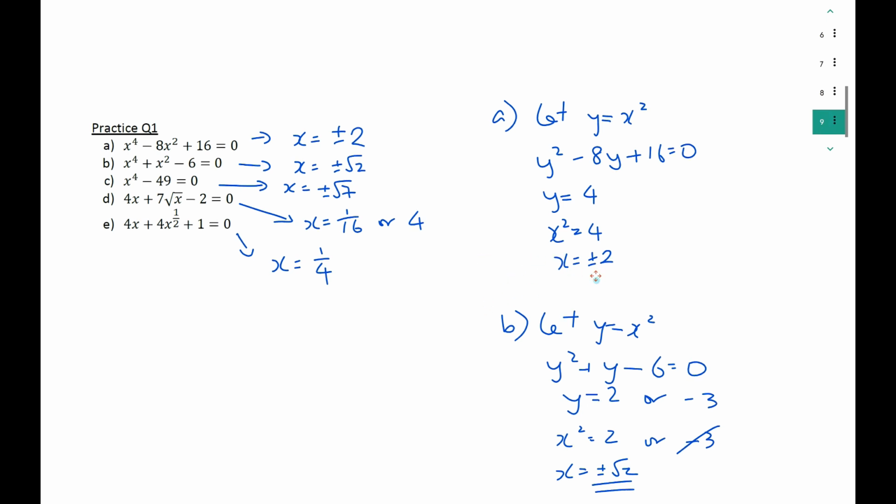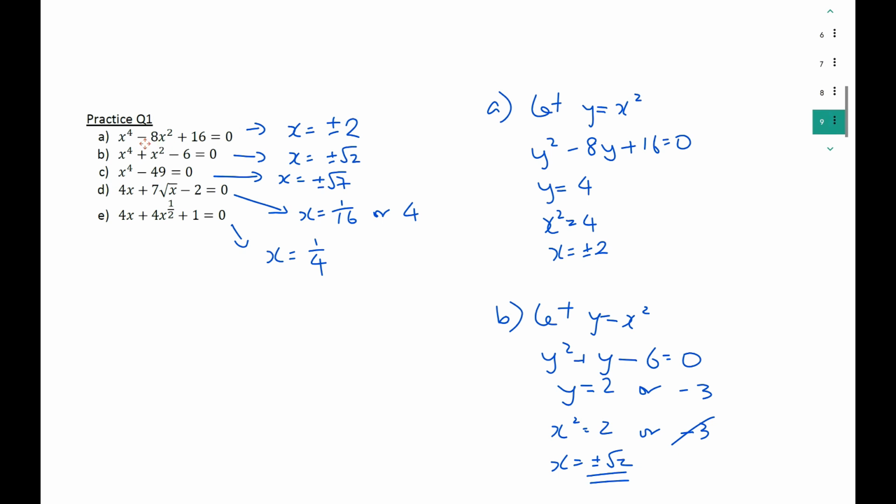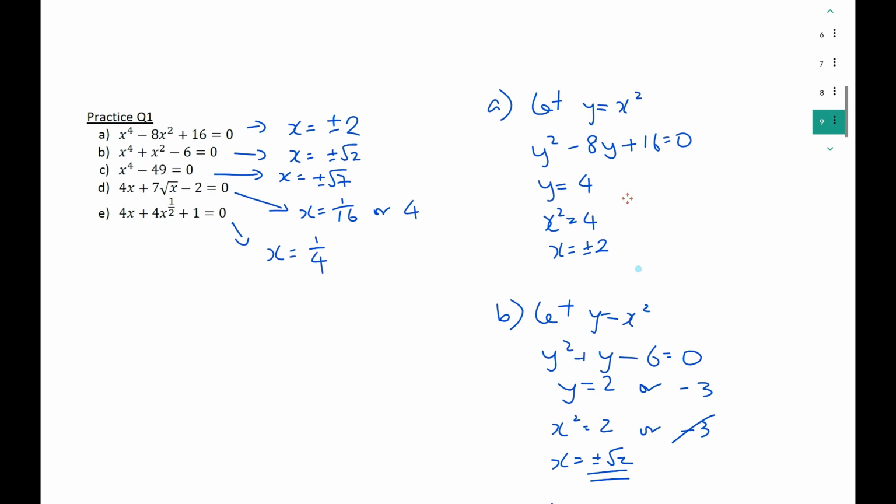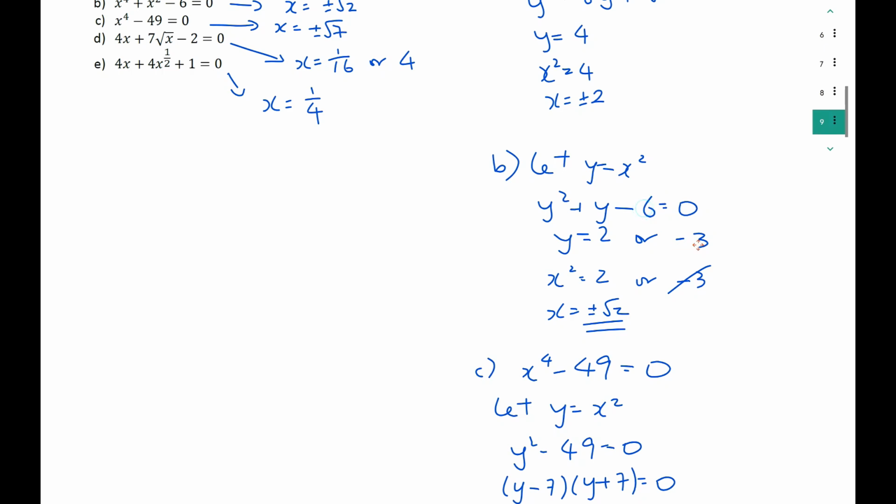So yeah, right. Question A, you let y be the middle term, you let y be x squared, you factorize it or solve it, you get y equals 4, so x squared equals 4, square root, when you square root you have plus and minus. Part B, same thing in here, but when you square root you can't square root -3, so you cross it out or you just say reject, so x equals plus and minus root 2.